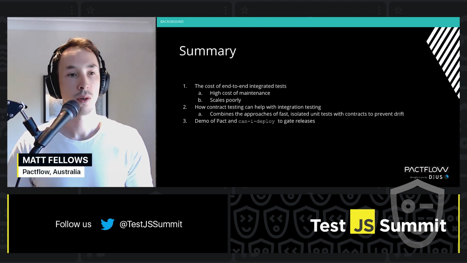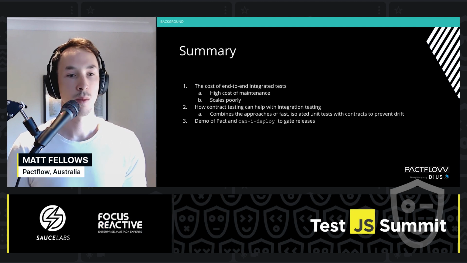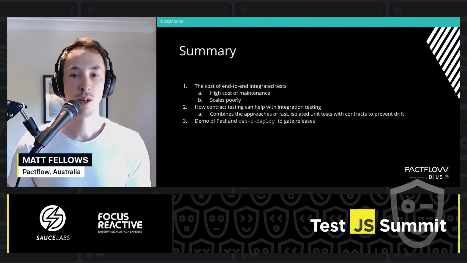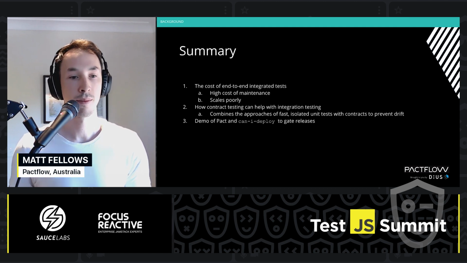Okay, so today we talked about the cost of end-to-end integrated tests. We saw that there's a high cost of maintenance and that they scale poorly. We saw how contract testing can help with integration testing by combining the approaches of fast and isolated unit tests with contracts to prevent drift. And we saw how Pact works and how we can gate releases using Can I Deploy.